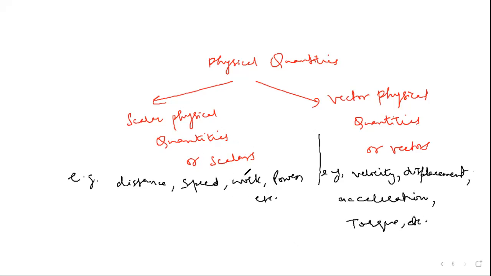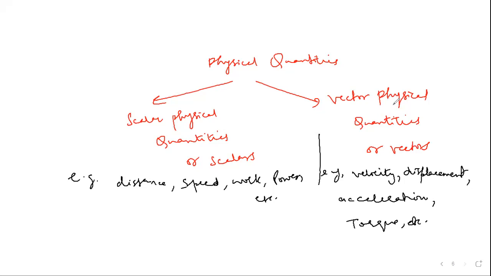Now these scalar physical quantities behave just like numbers. There is no involvement of geometry in scalar physical quantities because they have only magnitude. They are specified by only magnitude. There is no direction involved, so they behave like numbers. You can add, subtract them just like numbers using ordinary rules of algebra.